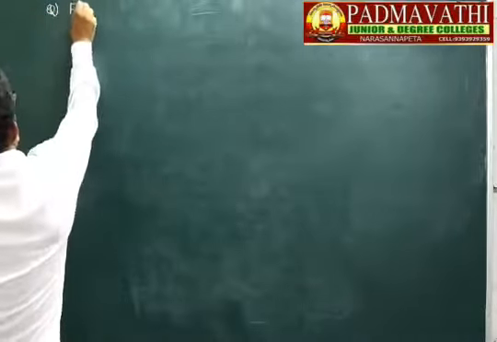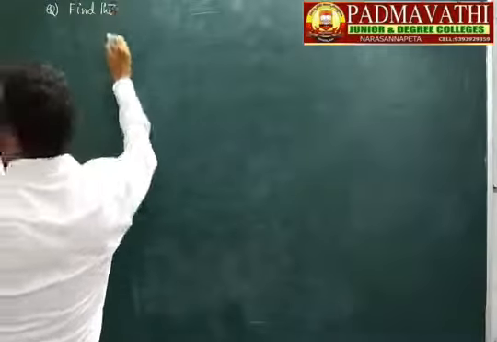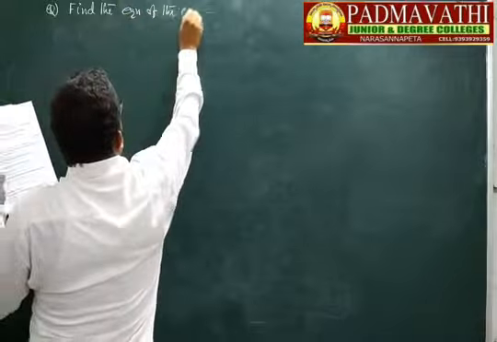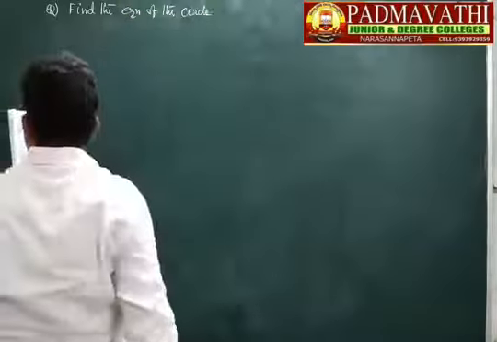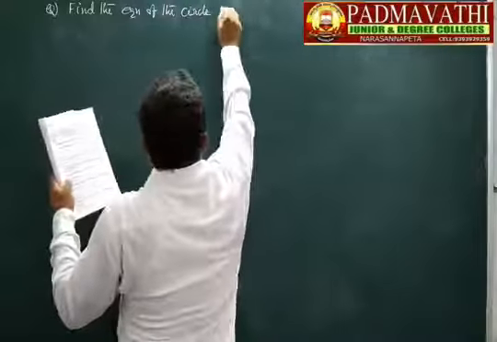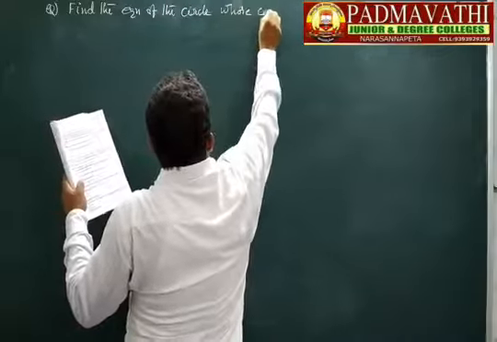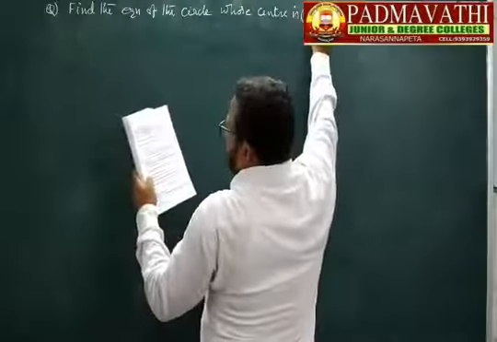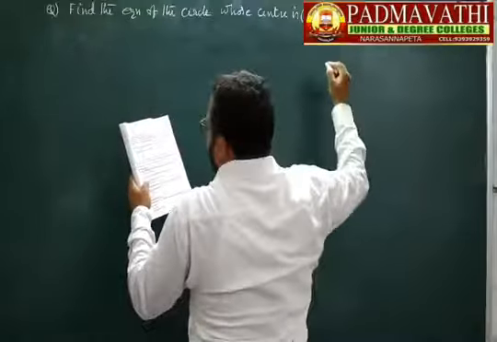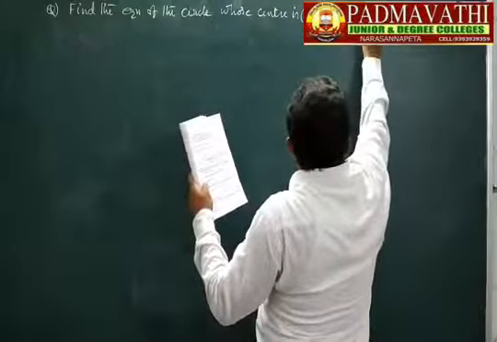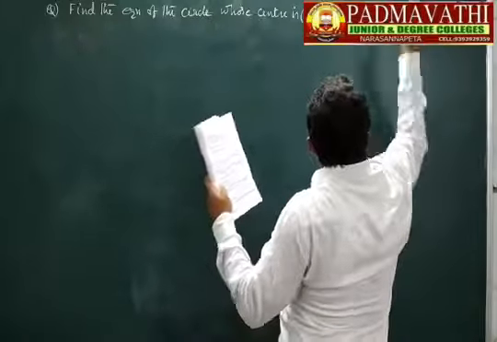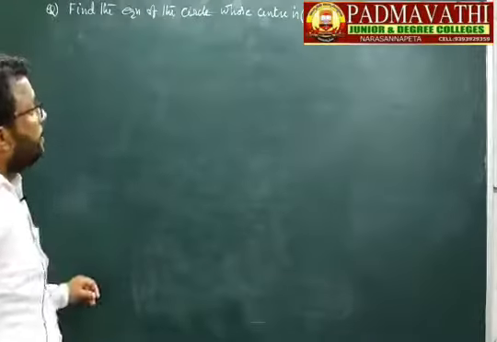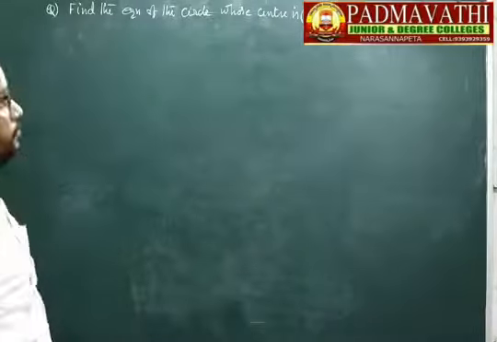Find the equation of the circle whose center is (2, -3) and radius 4.